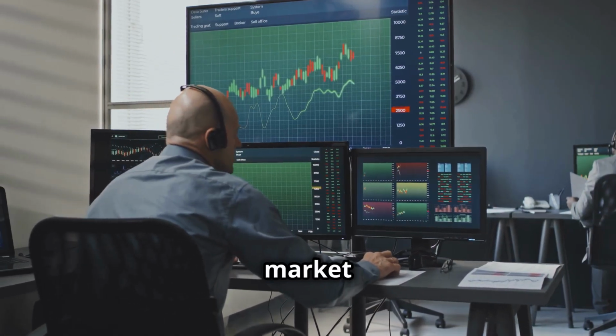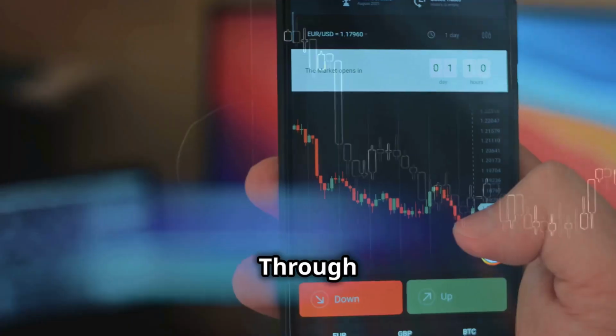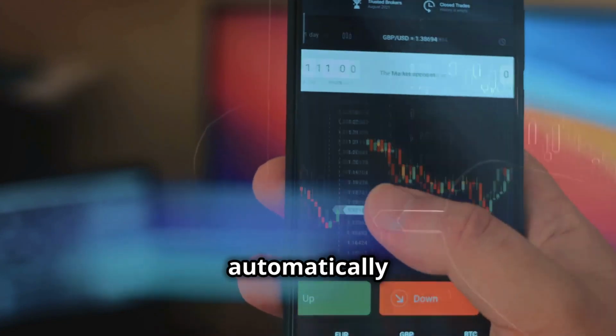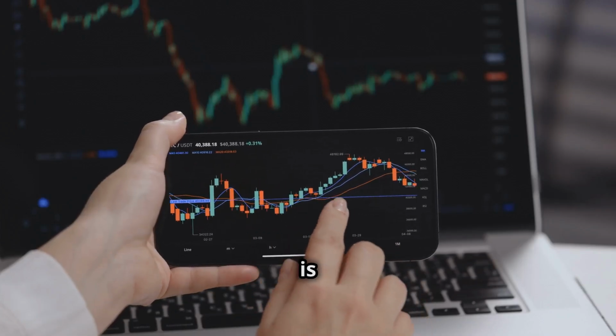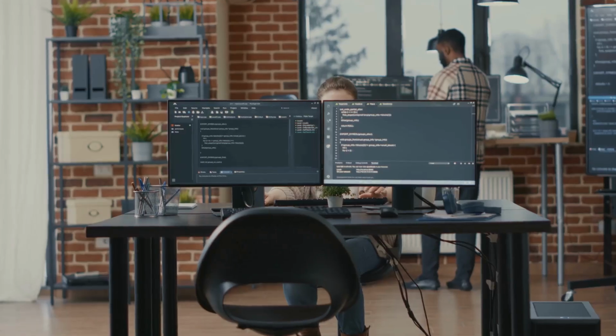Our bot analyzes market data and generates trading signals. Through the exchange's API, it can automatically place buy and sell orders. Robust risk management like stop-loss orders is crucial to protect our capital.